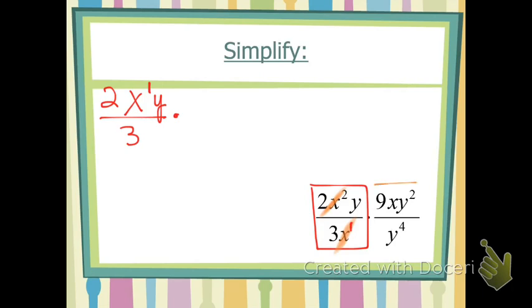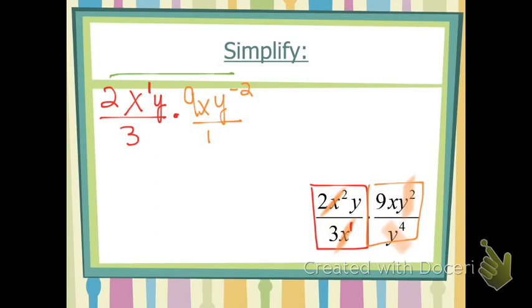Now I'm going to move over to the second fraction, and I can use the same property on the y's. I have y squared over y to the fourth, so I'm going to keep the same base, which is y, and I'm going to subtract the exponents. 2 minus 4 is -2. Now I didn't do anything with the 9 or the x, so that's going to remain the same. Since there's nothing left in my denominator, I'm going to write that as a 1.